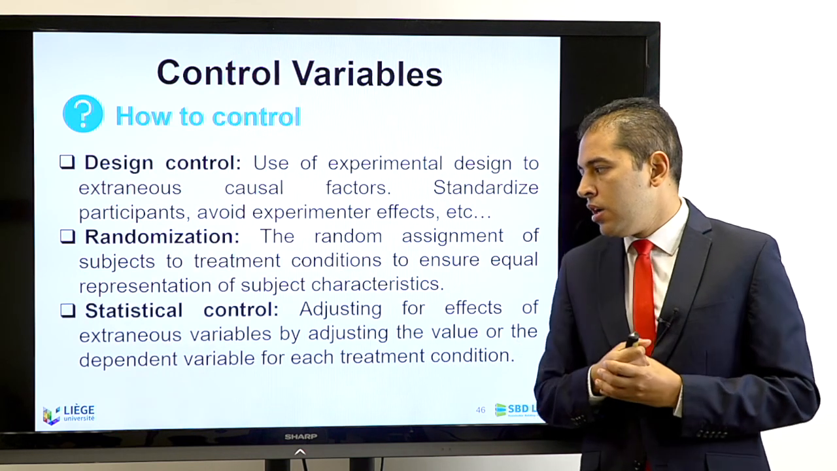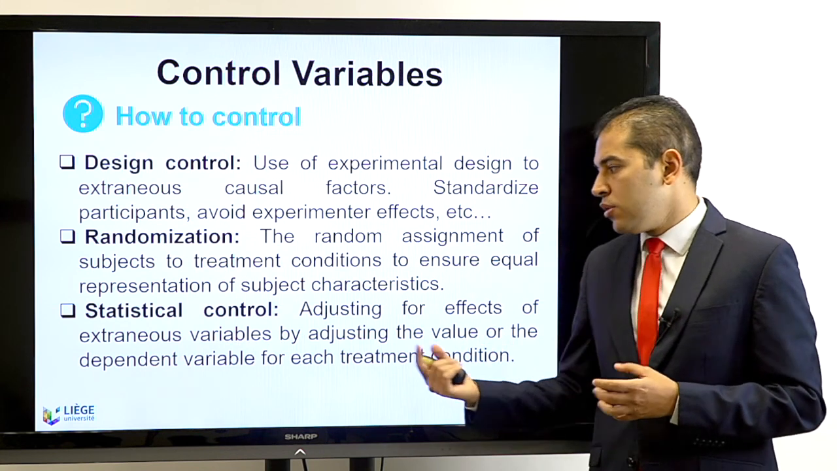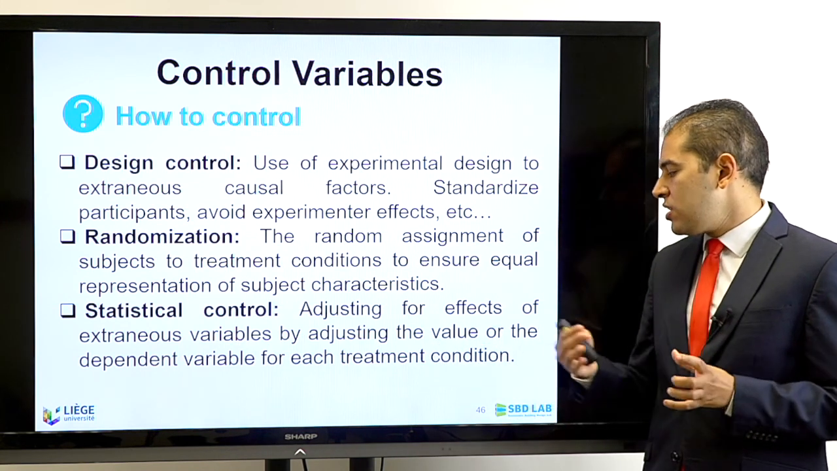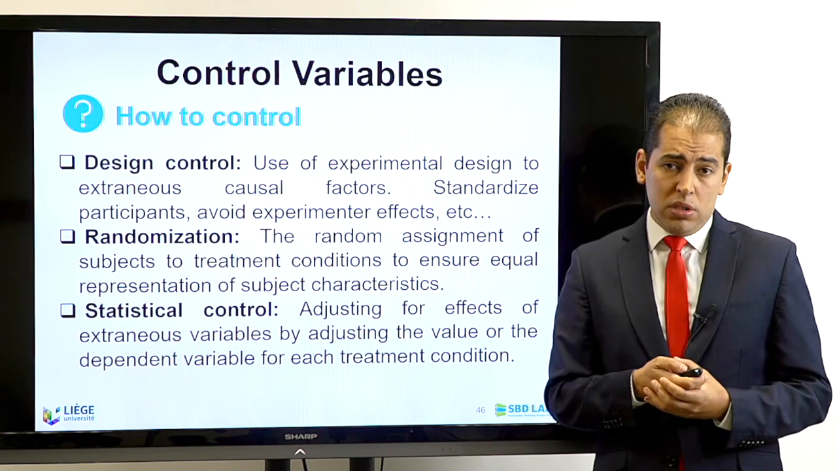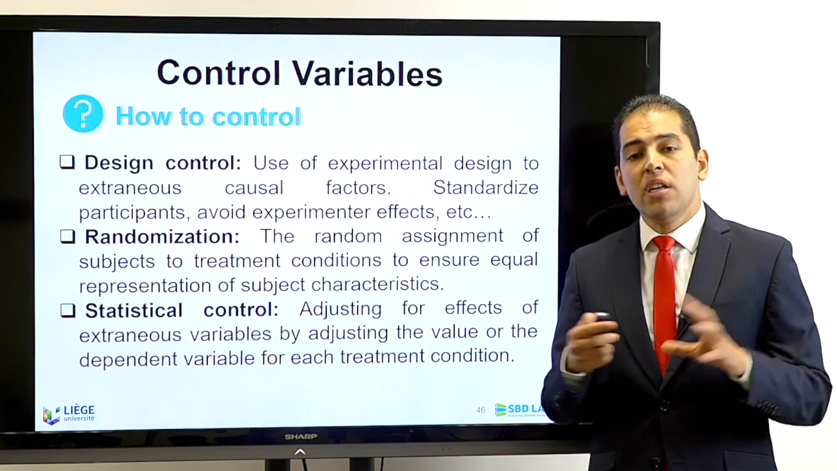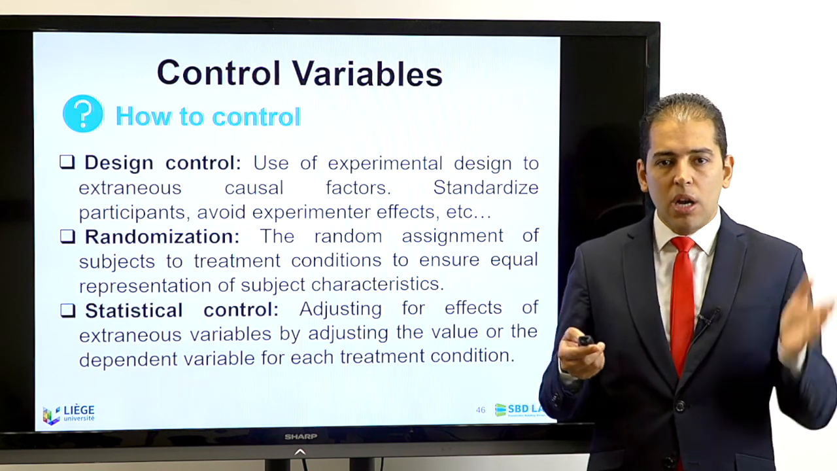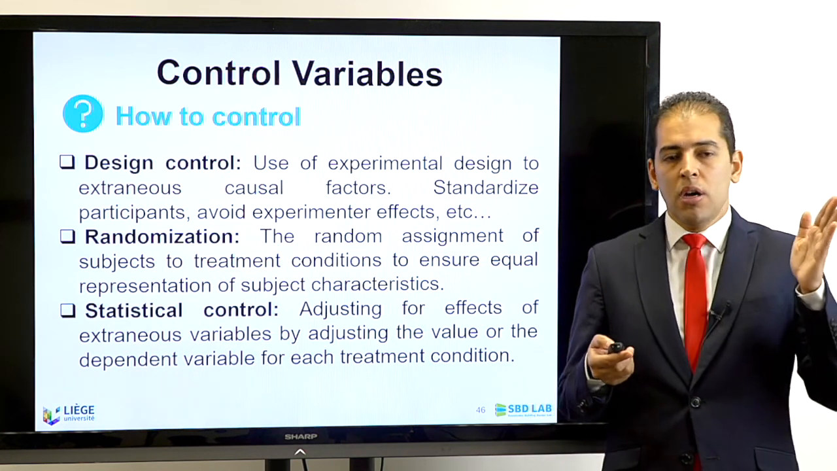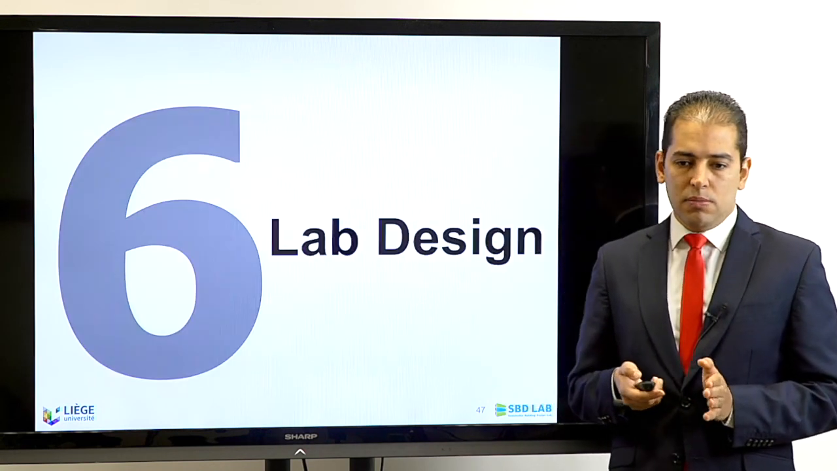And also we can exercise a kind of statistical control by adjusting for effects of extraneous variables, by adjusting the value of the dependent variable for each treatment condition. So this is very important to take into account before designing your lab and setting the space, and making sure that your setting will always allow you to produce a baseline or control group result and a treatment group result.